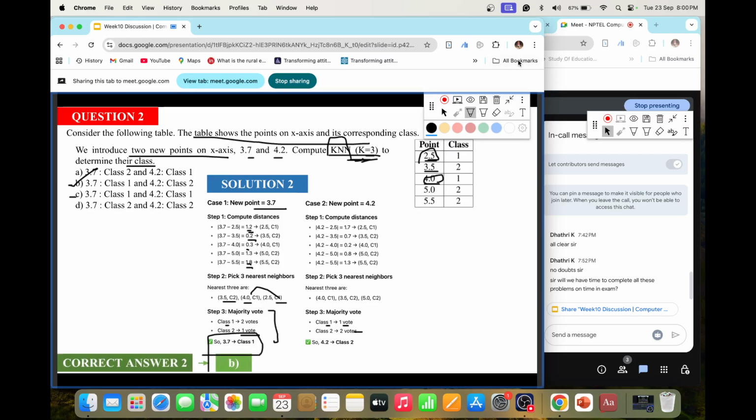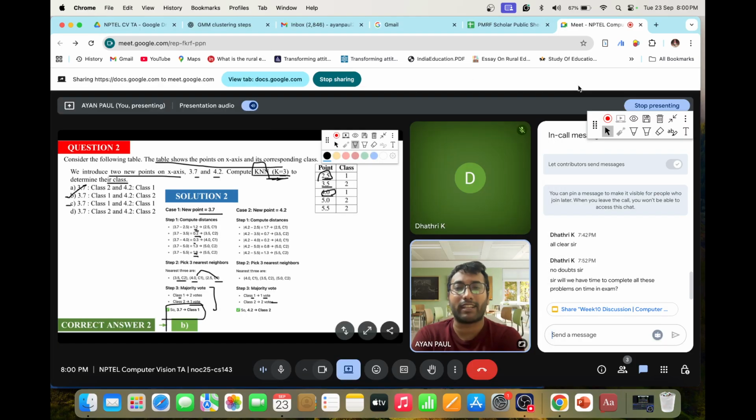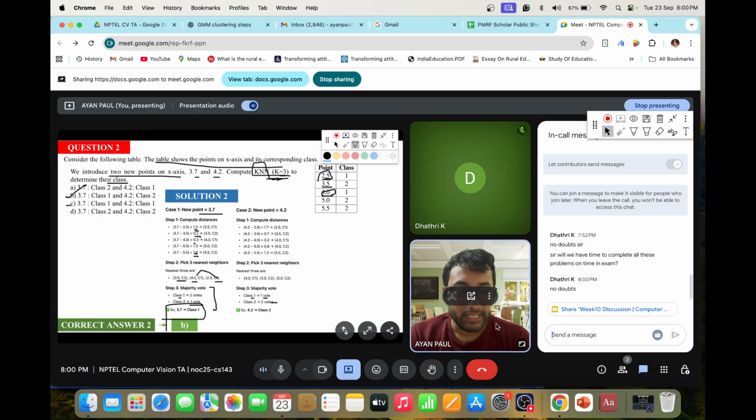Okay, so this is regarding the K nearest neighbor or KNN classification. So is it clear to you? Any doubt in this question? Clear, right? Nice. So let's move on to the next question.